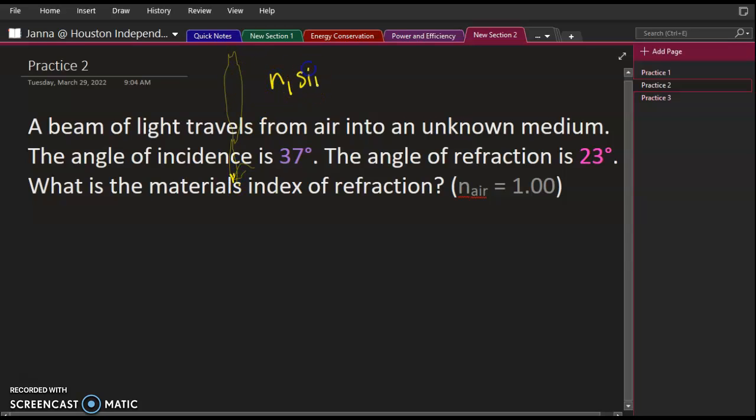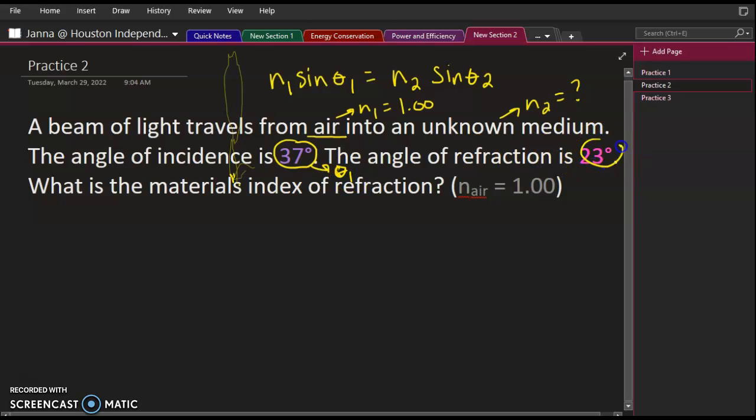N1 times sine theta 1 equals N2 times sine theta 2. The beam travels from air. Inside air, N1, that's going to be equal to 1.00 because it's the initial medium. Into an unknown medium, N2, we're going to be looking for this material's index of refraction. The incident angle, this is theta 1. The refracted angle, that's theta 2.